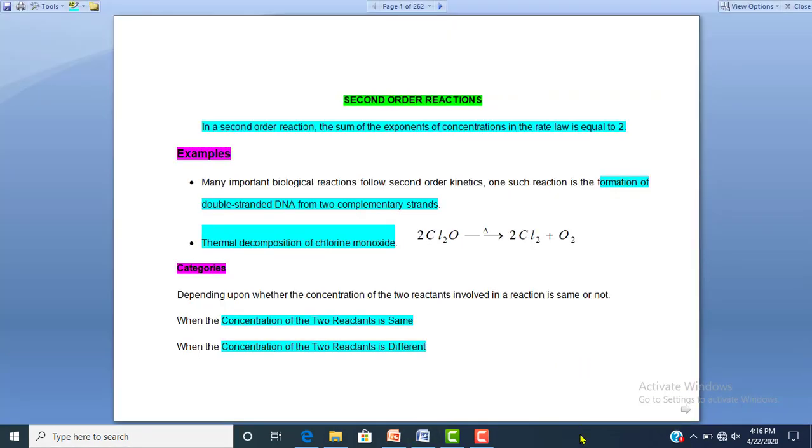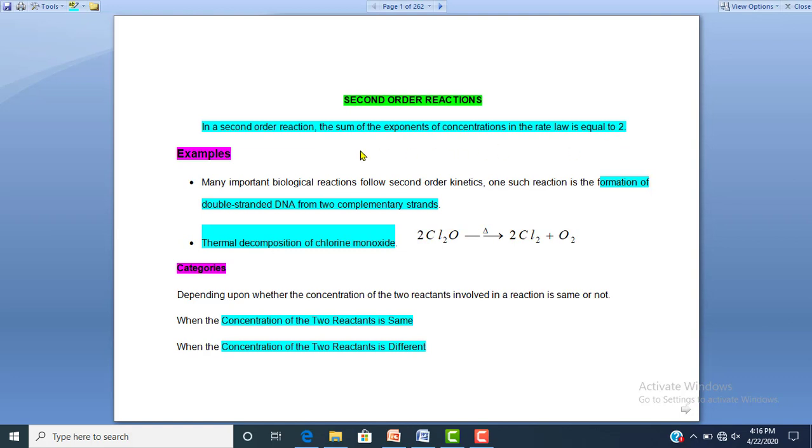Dear students, in a second order reaction, the sum of exponents of concentration in the rate law is equal to 2. Second order reaction is defined as the reaction in which the sum of the exponents of the concentration in the rate law is equal to 2.